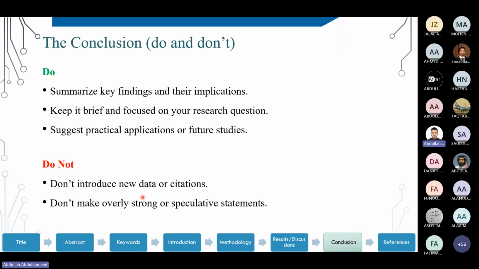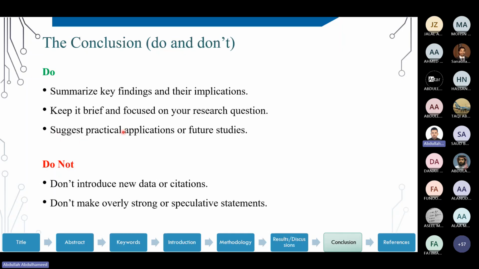In the conclusion, what are the things that you should do and what are the things that you should avoid? First, summarize key findings and their implications. Keep it brief and focus on your research question. Another thing, also suggest practical applications or future study.